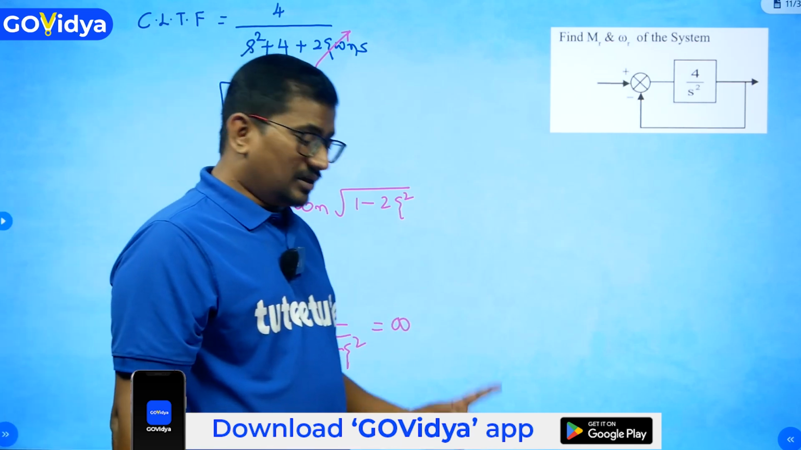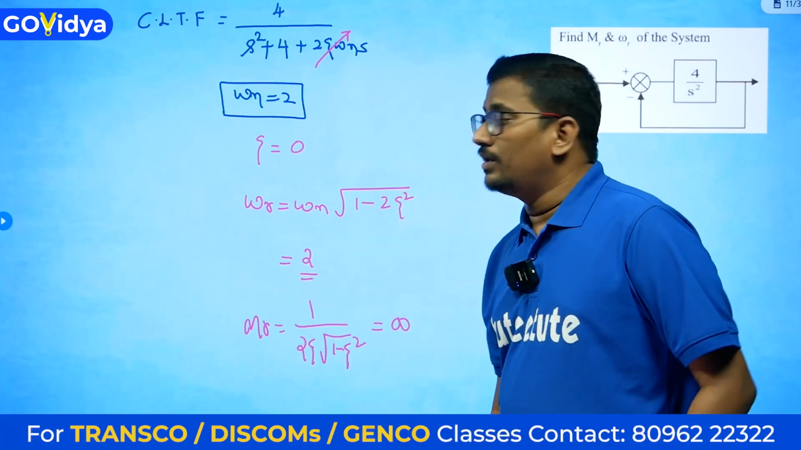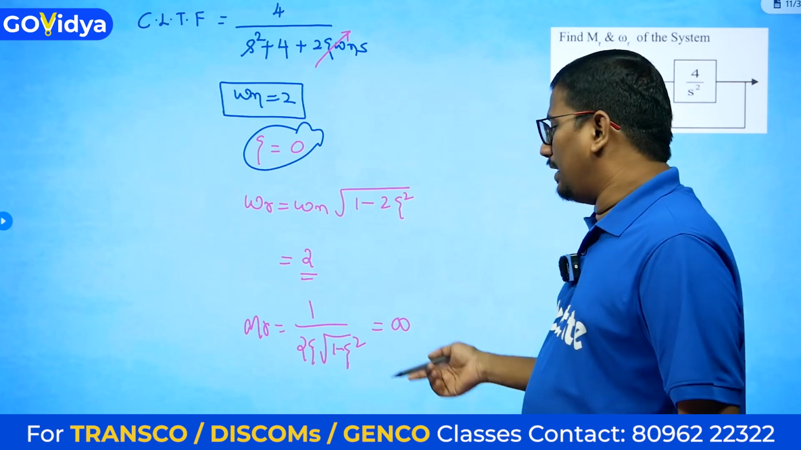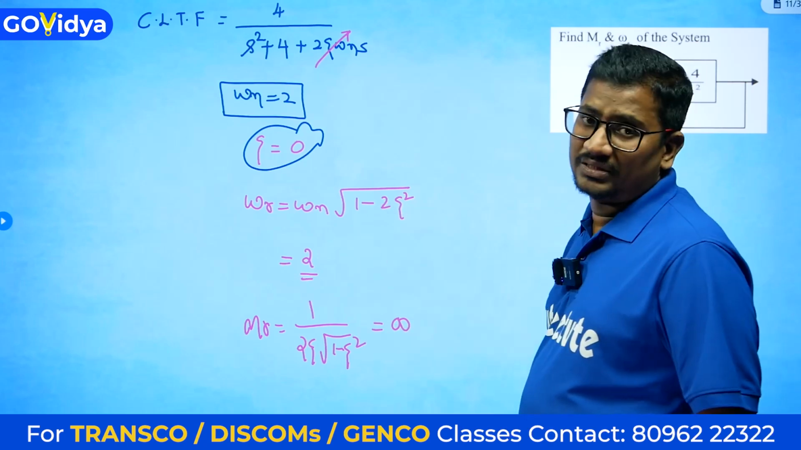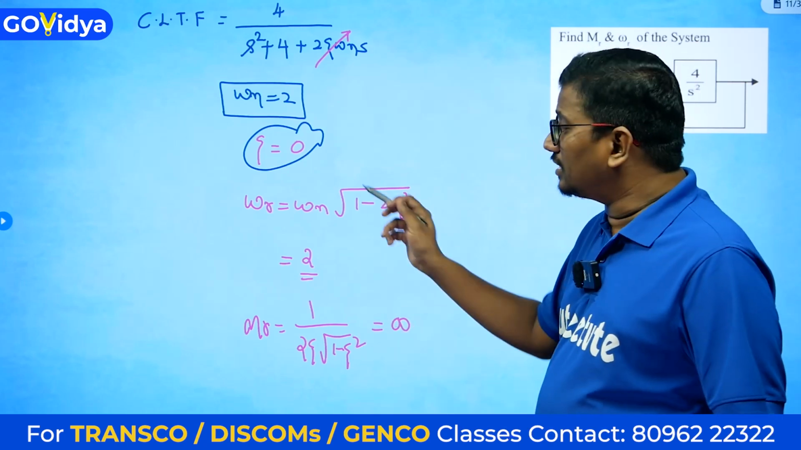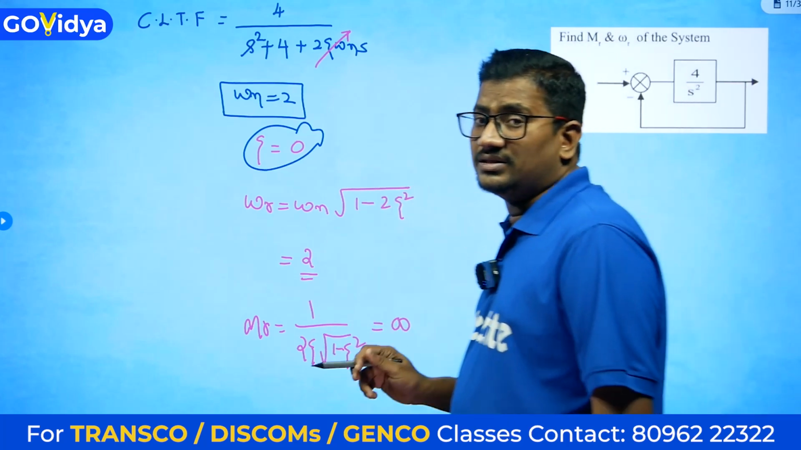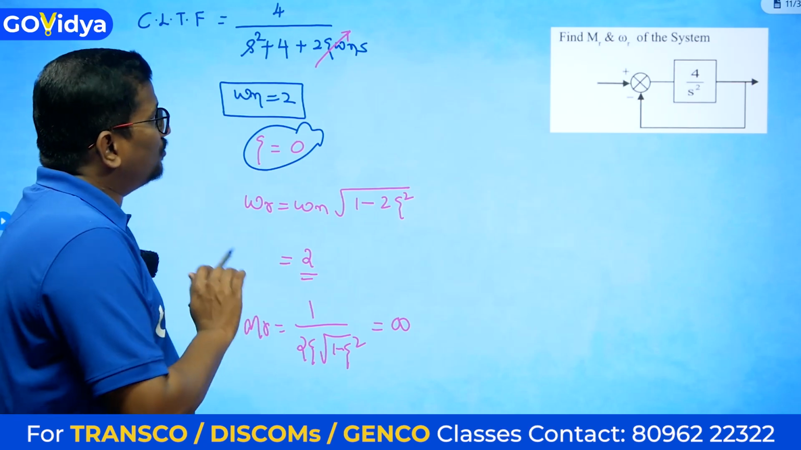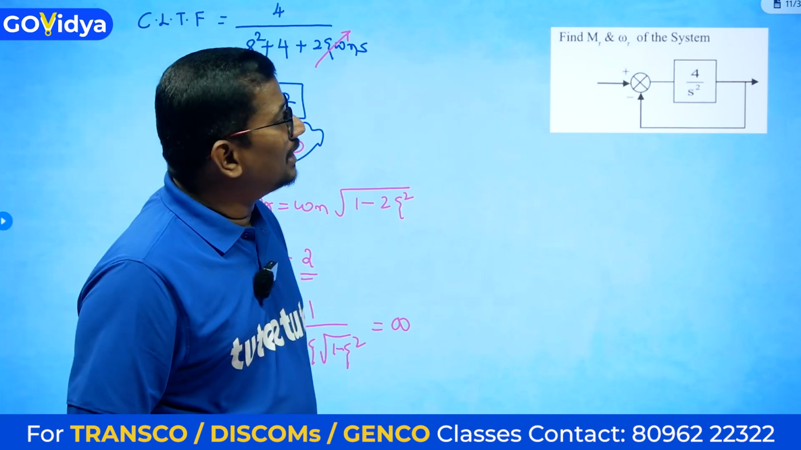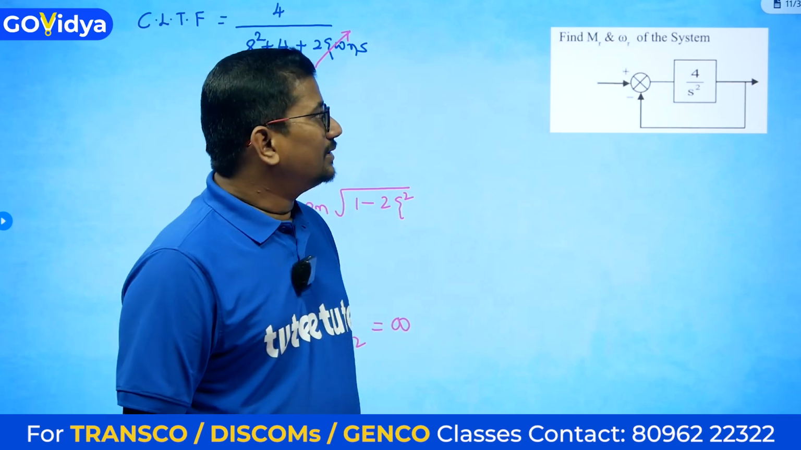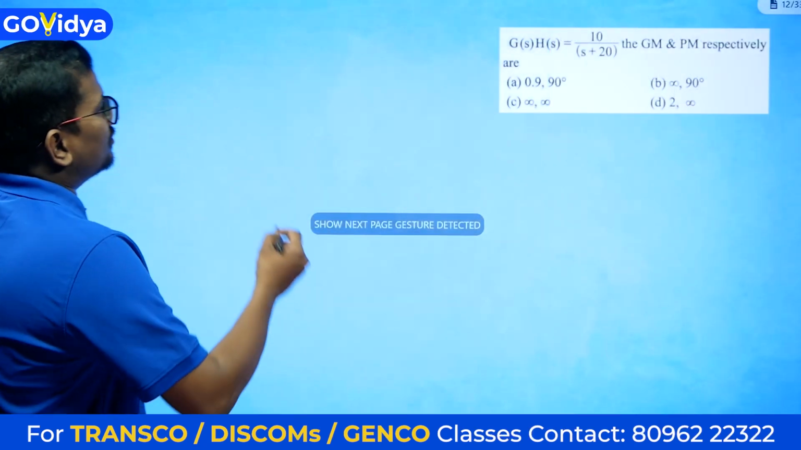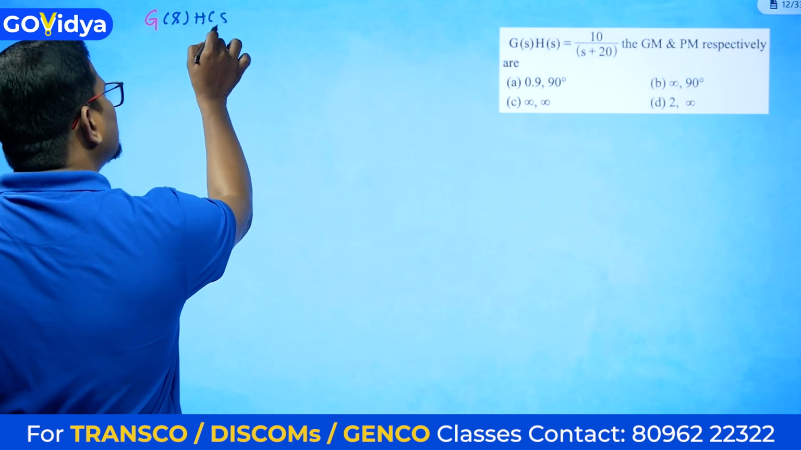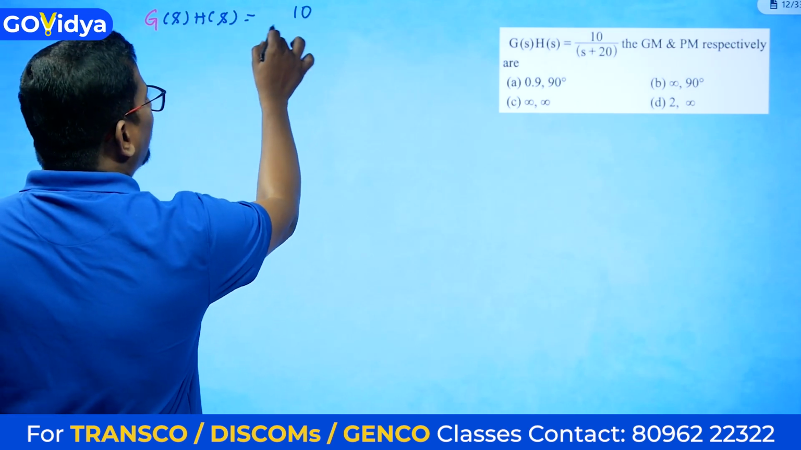So you will get some kind of assertion and reasoning question. When zeta equals 0, omega n cannot be calculated and MR can be calculated, and vice versa. This can be calculated, this cannot be calculated, and this is the correct reason. Certain assertions and reasons will come. So you have to be very careful about certain zeta values to calculate MR and omega R value.